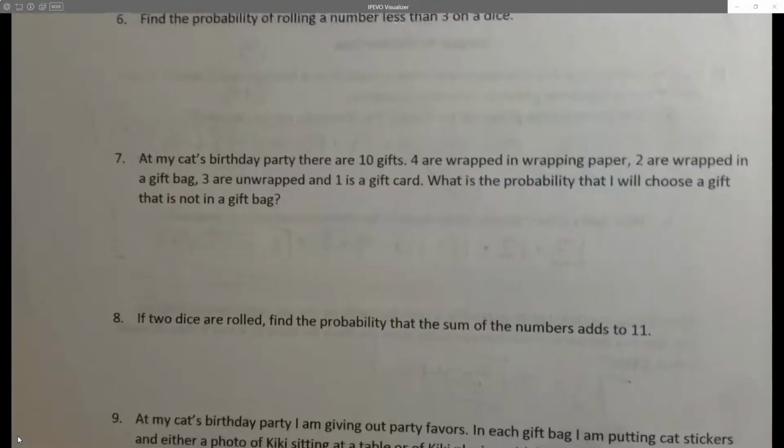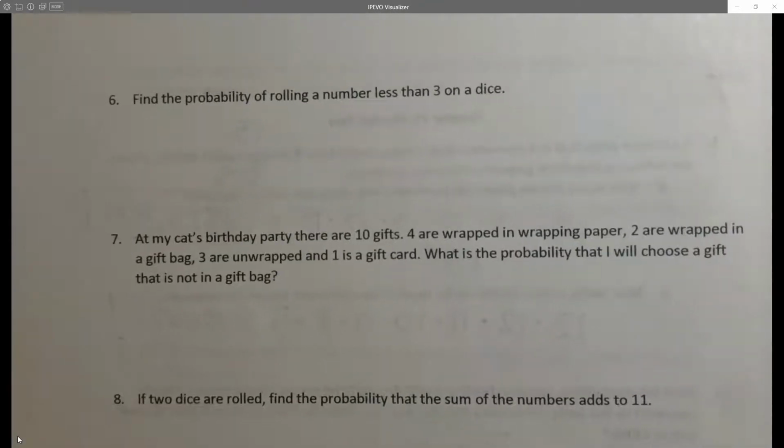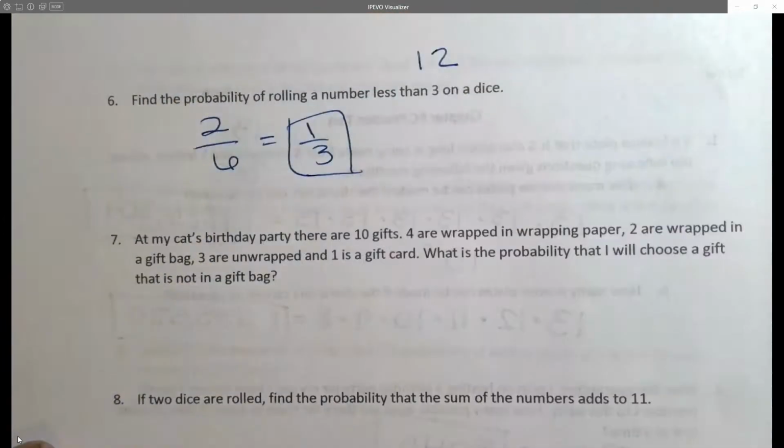Next question is asking me to find the probability of rolling a number less than 3 on a dice. So I'm just looking at a single dice. These are labeled 1 through 6, and numbers less than 3 are just 1 and 2. So I have 2 choices out of 6, which simplifies to 1/3.